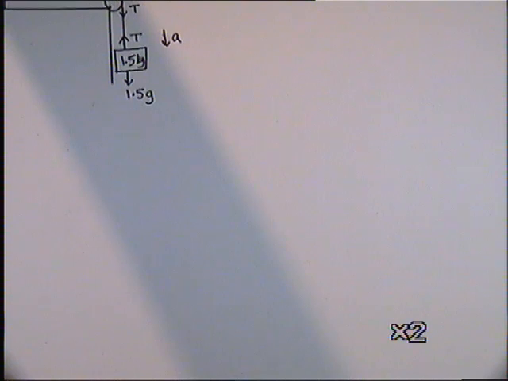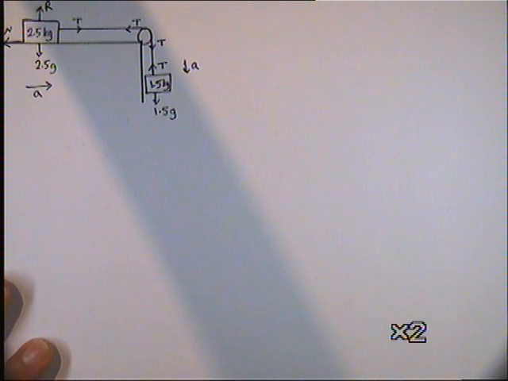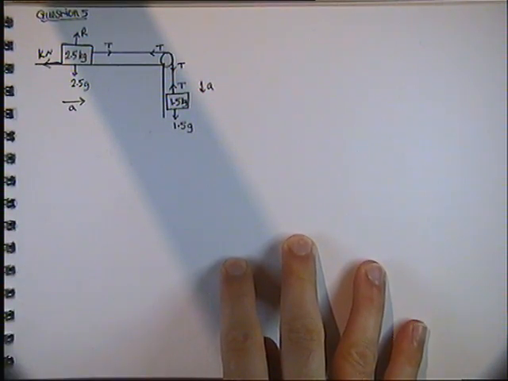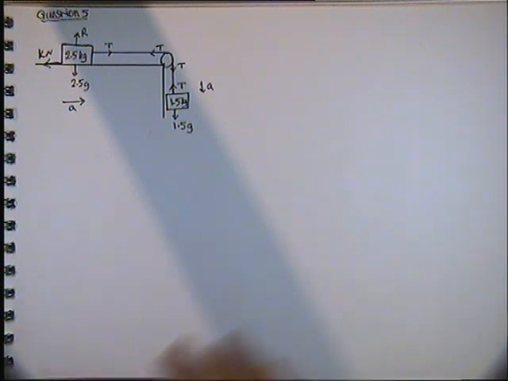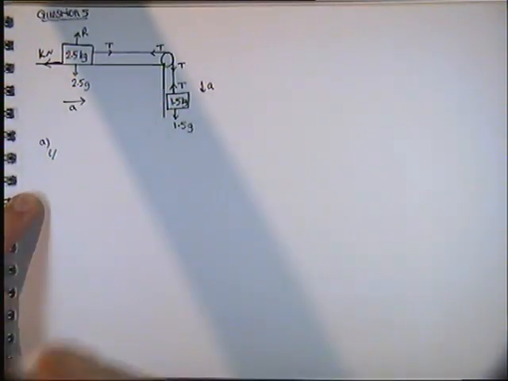I wrote down all the forces acting on both particle P and Q and also on the pulley. So the first part of the question, part A, says modeling P and Q as particles. Part 1 of A, calculate the acceleration.